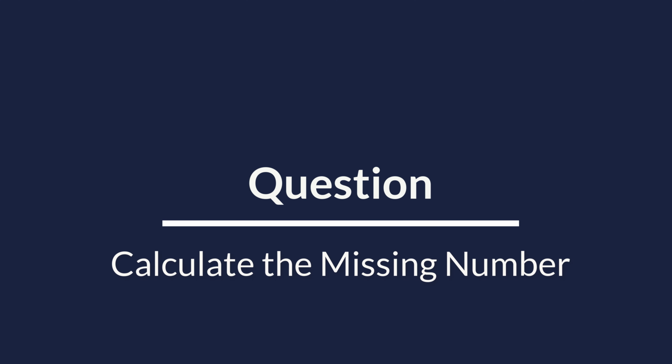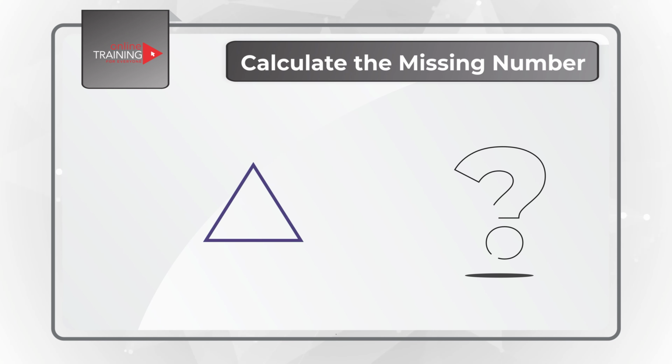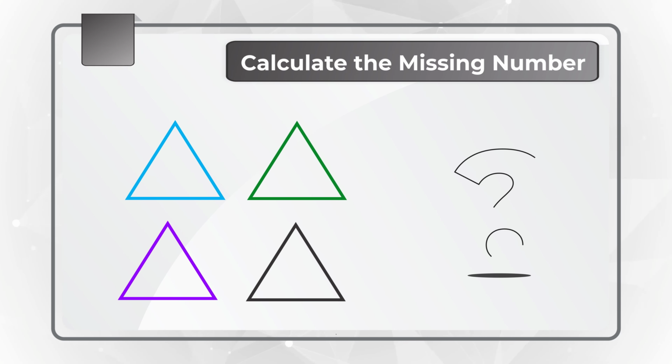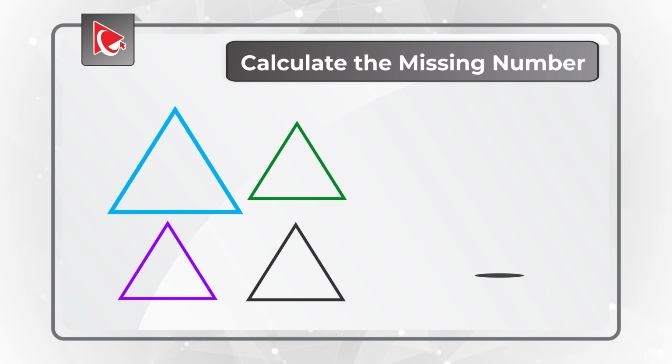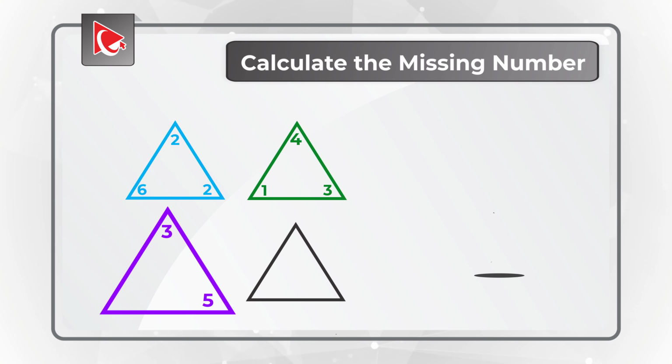Here's the famous 4-triangle question you regularly observe in the test. You need to calculate the missing number, which is represented by the question mark. You're presented with 4 different triangles. Each triangle is of a different color. The first bottom left corner blue triangle has numbers in the corners 2, 2, and 6. The green triangle next to it in the upper right corner has numbers 4, 3, and 1. The purple triangle in the bottom left corner has numbers 3, 5, and 2.